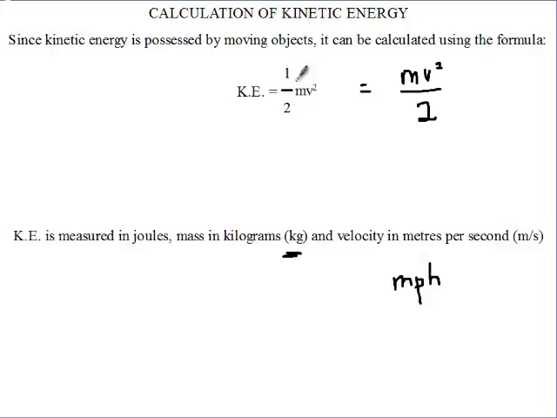So this is the formula for calculating kinetic energy. KE is equal to half mv squared, or mv squared over 2. Kinetic energy is the energy possessed by a moving object.